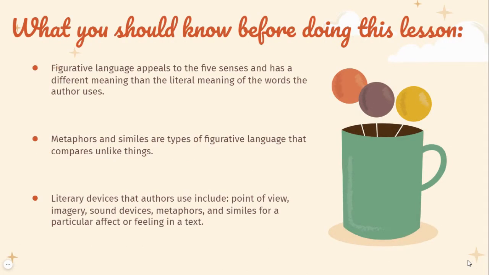What you should know before doing this lesson. Figurative language appeals to the five senses and has a different meaning than the literal meaning of the words the author uses. Metaphors and similes are types of figurative language that compare unlike things. Literary devices that authors use include point of view, imagery, sound devices, metaphors, and similes for a particular effect or feeling in a text.